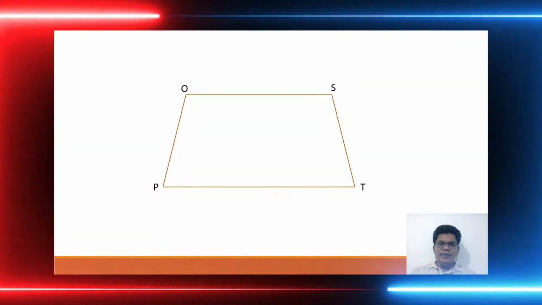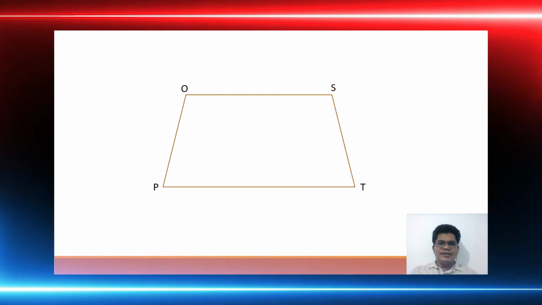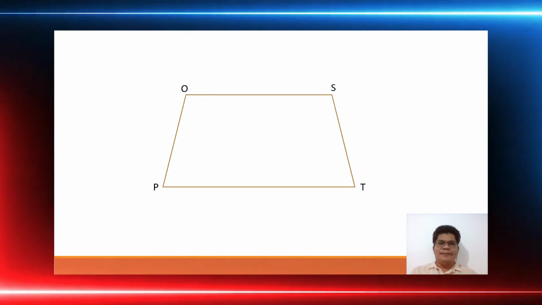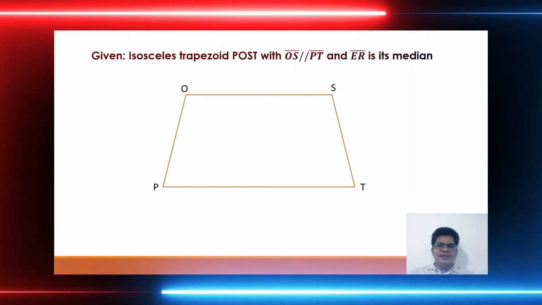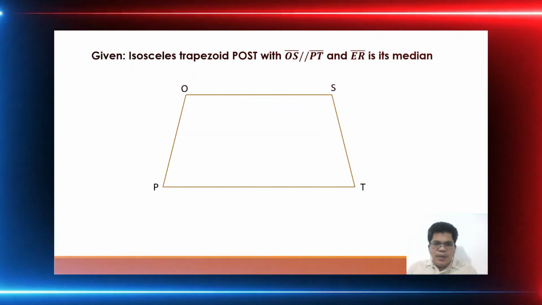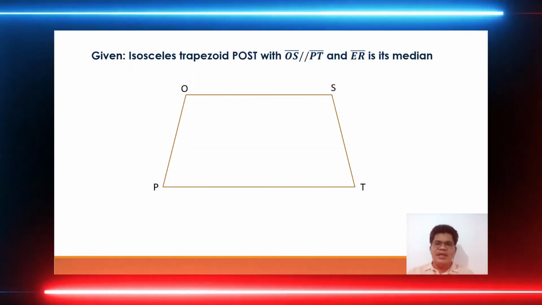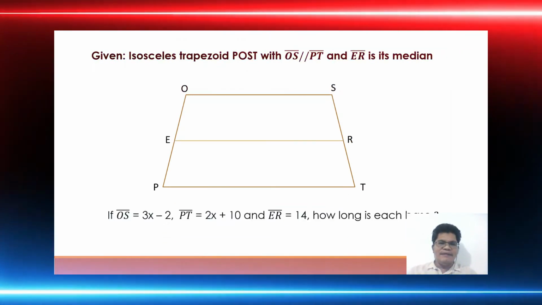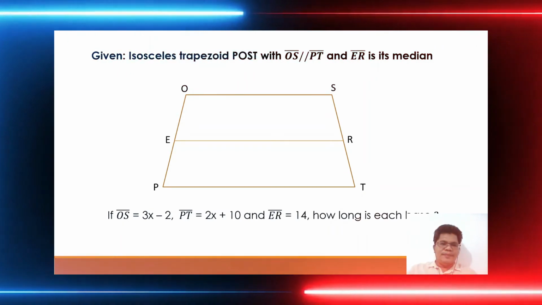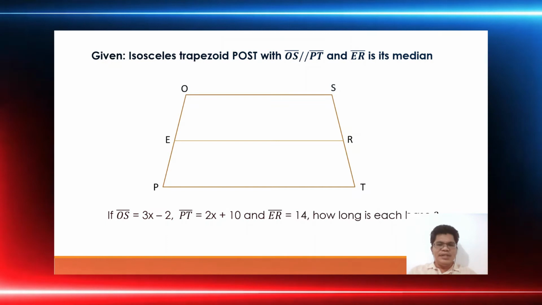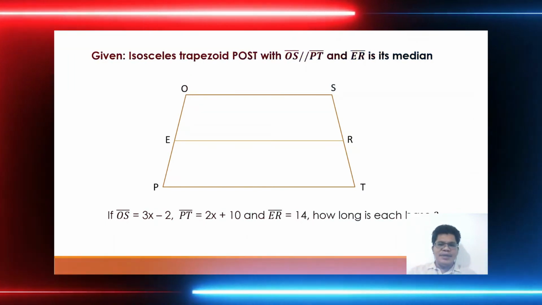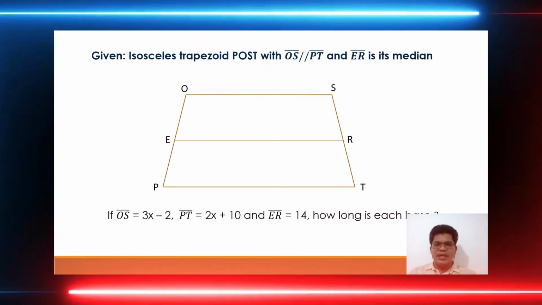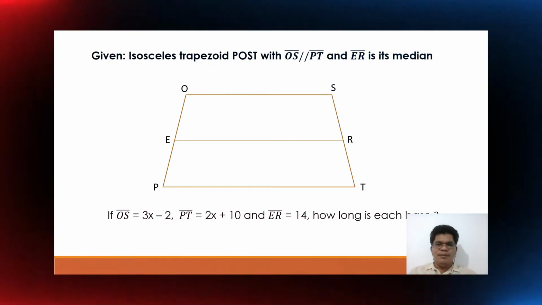So let's now proceed to example number 3, but this time we're going to use a trapezoid POST, which is not a parallelogram. Given isosceles trapezoid POST with side OS parallel to side PT and ER is the median of the trapezoid. So this is the given. If side OS equals 3x minus 2 and side PT equals 2x plus 10 and the median of the trapezoid equals 14, then how long is each base?